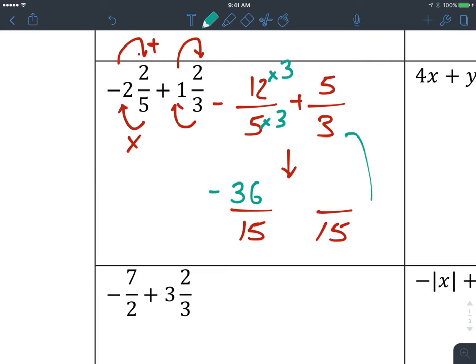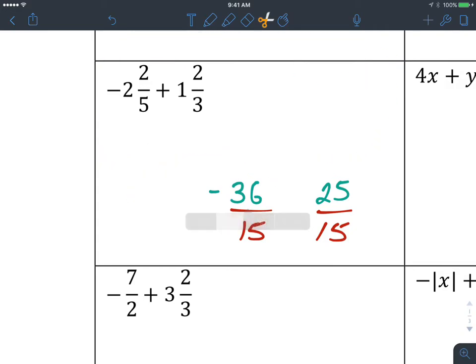And then 3 to get to 15, I'm going to need to multiply that by 5. If I multiply the bottom by 5, I'm going to multiply the top by 5. 5 times 5 is 25. And now I have my two new fractions that I'm ready to add together.